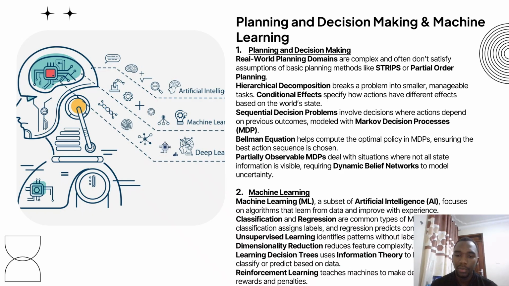Machine learning. Machine learning is a subset of artificial intelligence focused on algorithms that learn from data and improve with experience. Classification and regression are common types of ML tasks, where classification assigns labels and regression predicts continuous variables. Unsupervised learning identifies patterns without labeled data, while dimensionality reduction reduces feature complexity. Learning decision trees use information theory to build models that classify or predict labeled data. Reinforcement learning teaches machines to make decisions based on rewards and penalties.